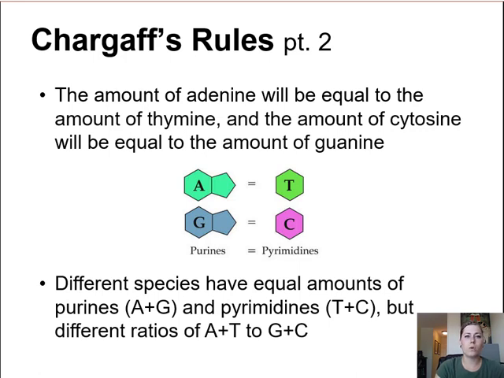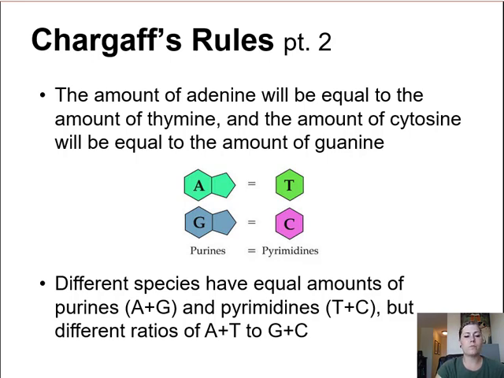The third rule was that the amount of adenine will be equal to the amount of thymine, and the amount of cytosine will be equal to the amount of guanine, what we just talked about. There will always be equal amounts of those paired bases, because they're paired. There has to be an opposite for each, a thymine for each adenine, and there has to be a cytosine for each guanine.